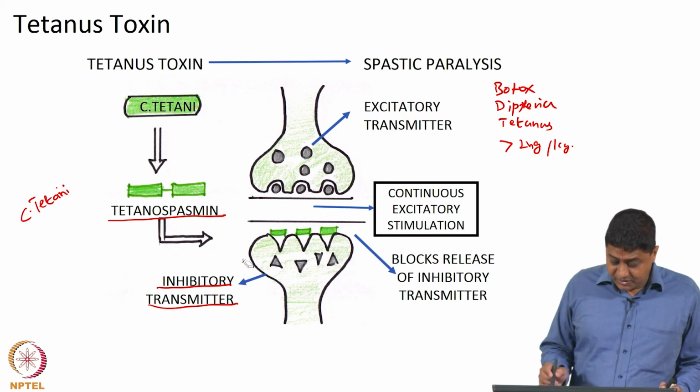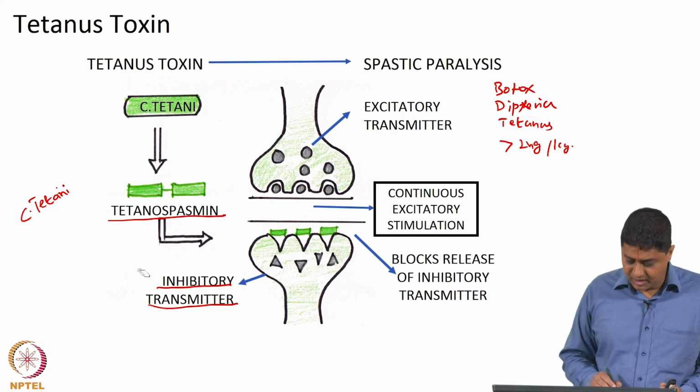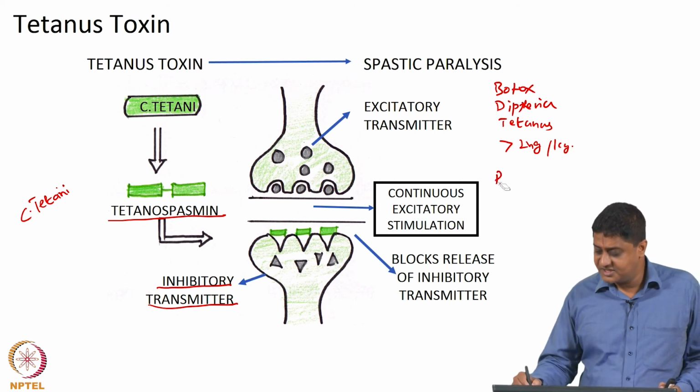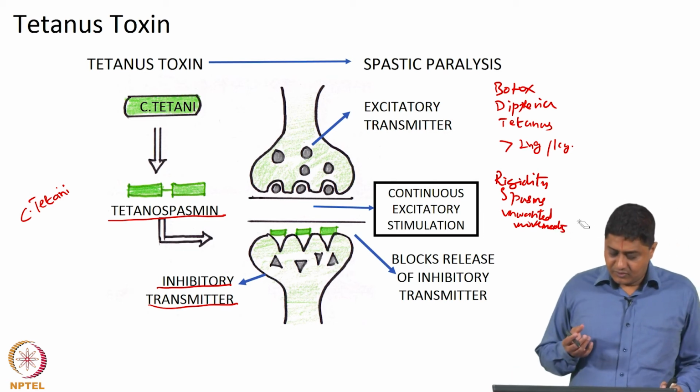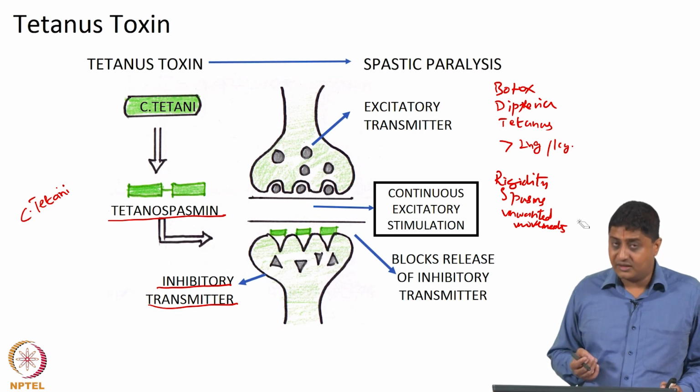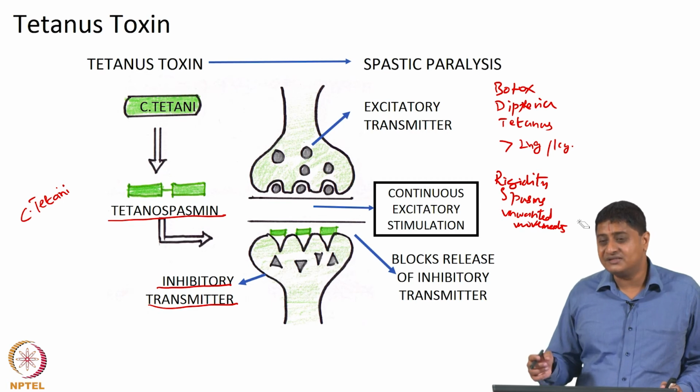So, if this inhibitory neurotransmitter is blocked, then acetylcholine is present for a relatively long period, causing rigidity, spasms and unwanted movements. Okay. So, tetanospasmin essentially blocks the release of inhibitory neurotransmitters such as GABA and prevents them from neutralizing the effect of acetylcholine when it is not wanted.